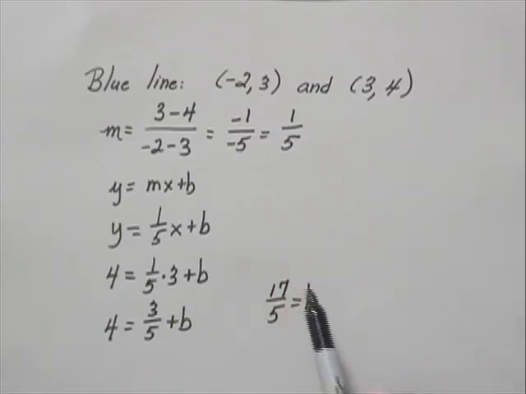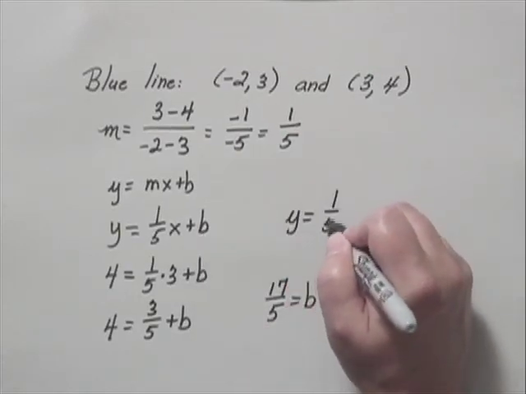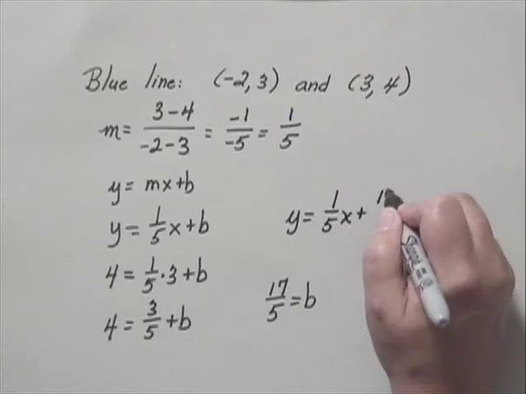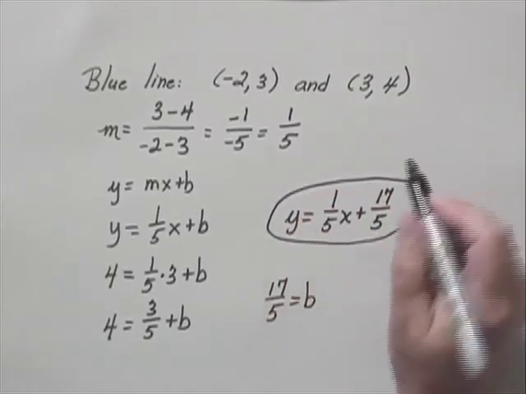Now that I know b, I can finish writing my equation. Y equals 1/5 x plus 17/5. And that is the equation of the second line.